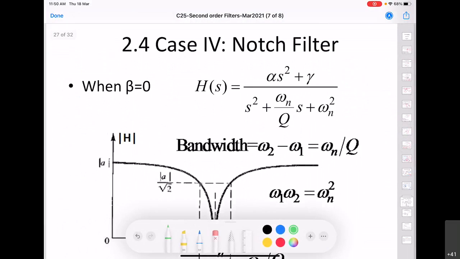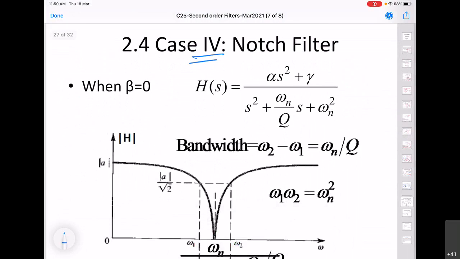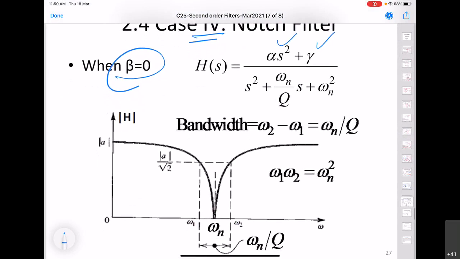Now we are going to consider a fourth case. And in this fourth case, what we have done, we have taken only one of the coefficients to be 0. For example, beta is equal to 0. So now we have a second order term and a 0th order term. So on the whole, this numerator is still second order. And in this case, if you do the plot, what will happen is that there will be one frequency, omega n, which will be completely suppressed, eliminated, and it will not be allowed to reach the output side. Rest all the frequencies will typically be allowed.